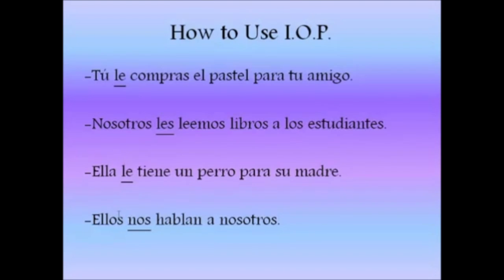And then they talk to us. This is an extra example I wanted to give you here. We would be matched with nos. So ellos nos hablan a nosotros. So again, in Spanish, you're going to see this a lot. You're just going to have an extra indirect object pronoun placed in a sentence, even when it doesn't seem necessary, so I wanted you to be aware of that.